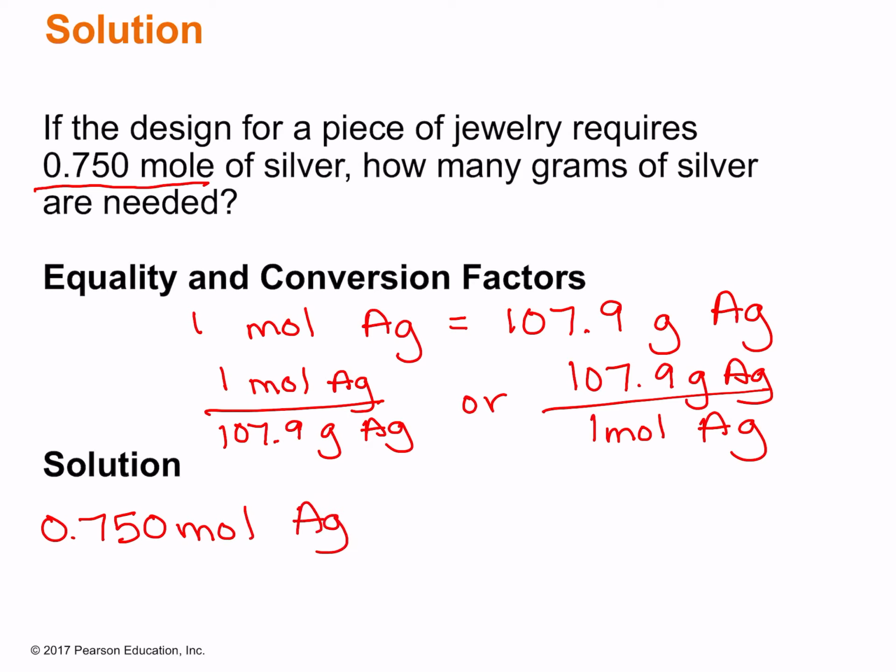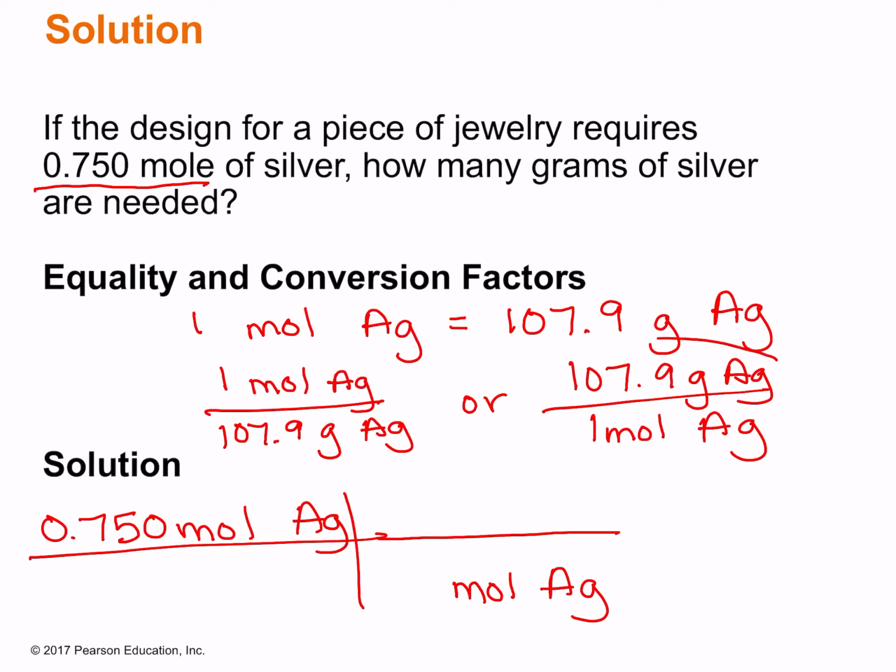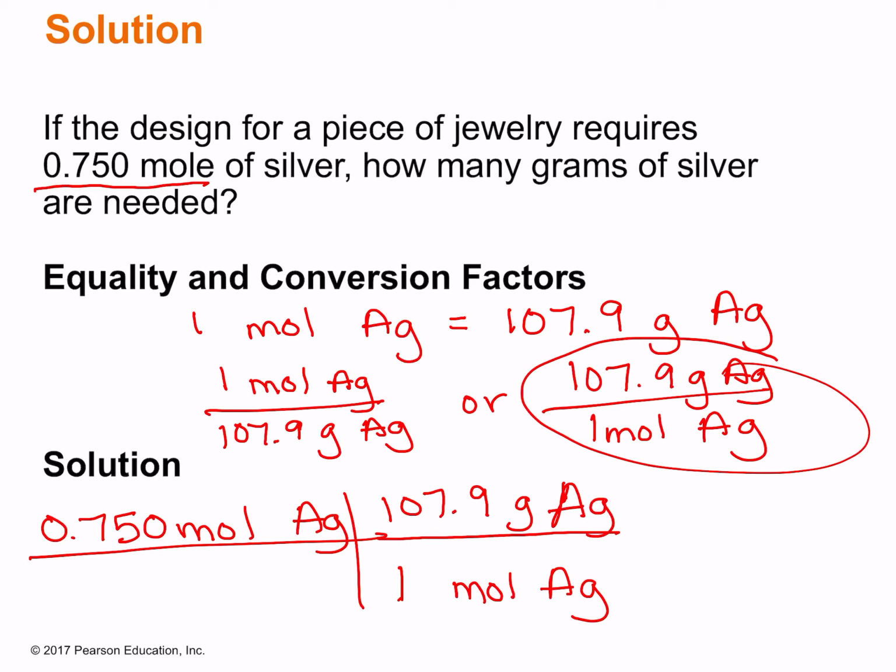And we know, based on the way that train tracks work, moles has to cancel moles. So if we have moles of silver up there, then we need to have moles of silver down here. So we need to find moles of silver on the bottom. The second one appears to be the one that we need: 1 mole of silver on the bottom, 107.9 grams of silver on the top. So we double check, moles of silver cancels moles of silver.